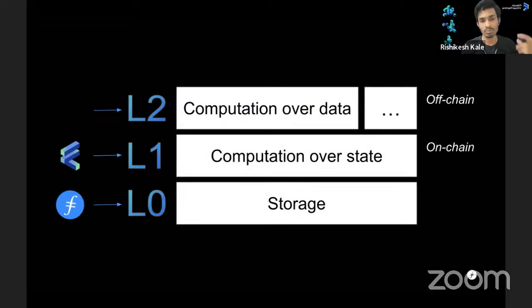Okay. Let us discuss a few ideas about what you can build on FVM. We have the Filecoin network, the storage network, as L0, and above L0 we have layer one, the Filecoin virtual machine, which is responsible for computation over the state of the data stored on the Filecoin network. And lastly, L2, which we anticipate will be computation over the data. It will be pretty interesting to see what you build with this.